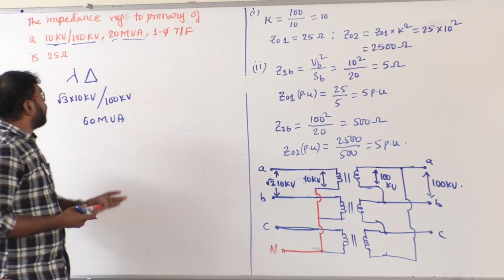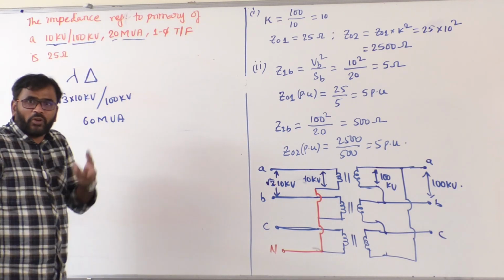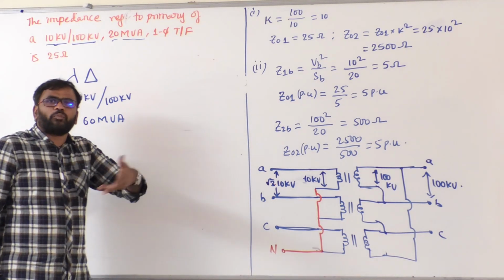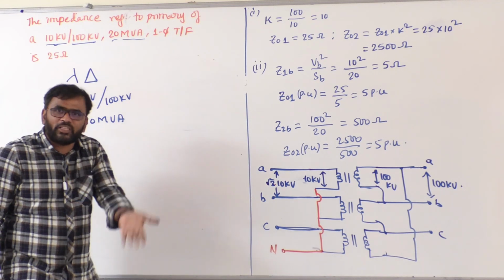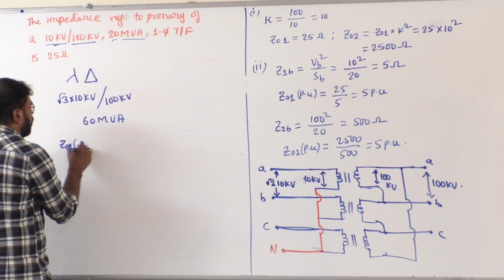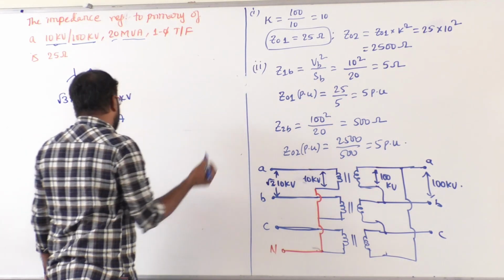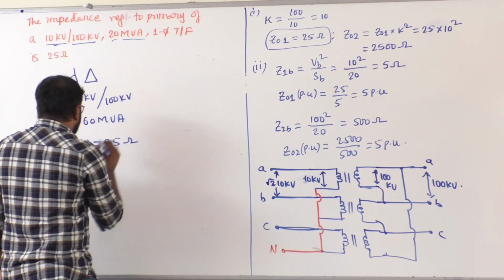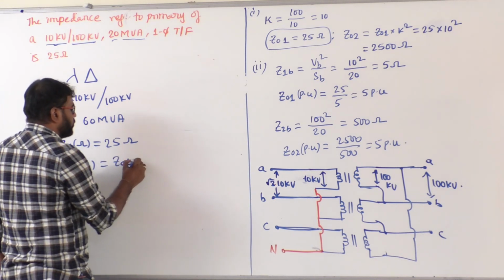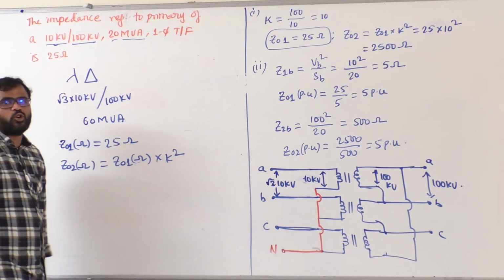Now tell me, what is the impedance referred to primary? Whatever the per phase impedance in the single phase case, the same is applicable here. In case of star connection also, we talk about per phase impedance. Impedance is always a per phase quantity. That's why Z01 ohms is nothing but what we were given for single phase, the same 25 ohms. Then Z02 ohms is the same formula, Z01 ohms into K square.